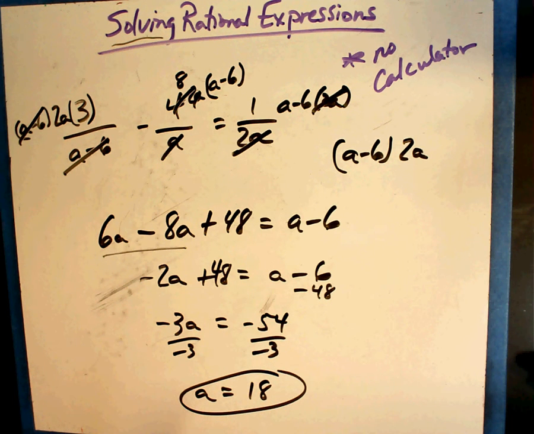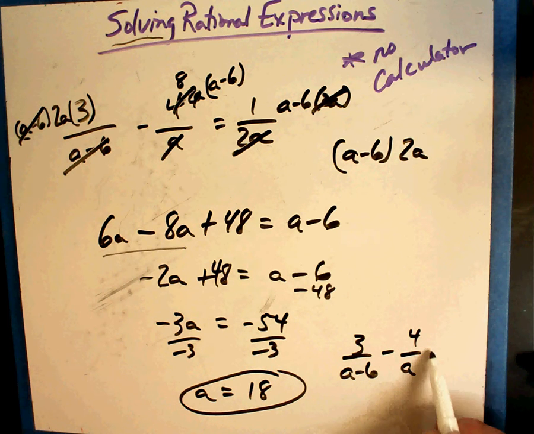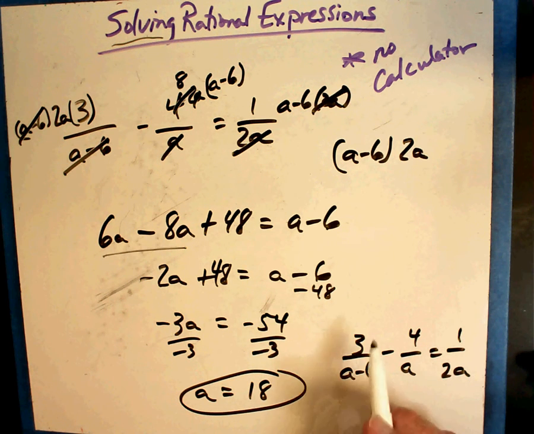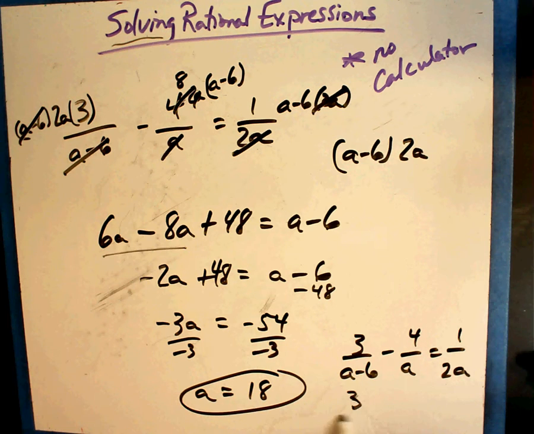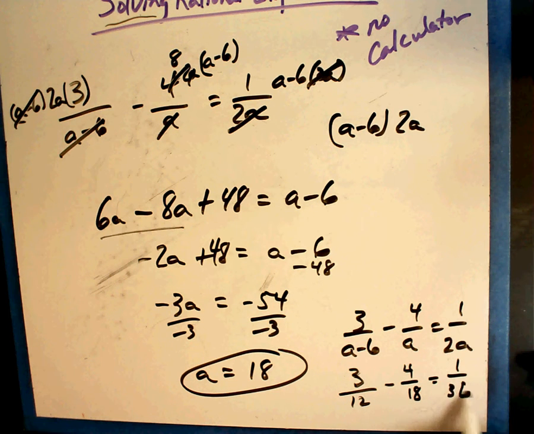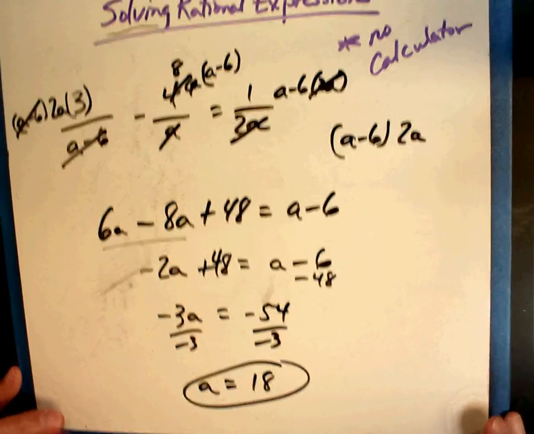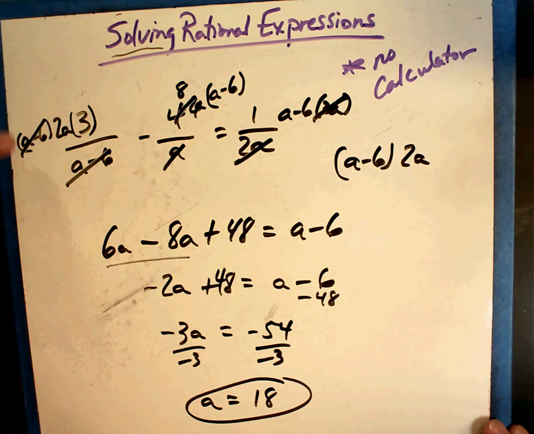And if I wanted to, I could go back and plug that 18 in. 3 over a minus 6 minus 4 over a equals 1 over 2a. I can put the 18 in there. So 3 over 18 minus 6 is 12, minus 4 over 18 equals 1 over 36. And I can actually put all that together and I will prove that both sides are equal. But that's not what this part's about. You're not going to have the timing to do that, but you'll notice that in each of these questions, I was able to mark something out. Let's try another one real quick.